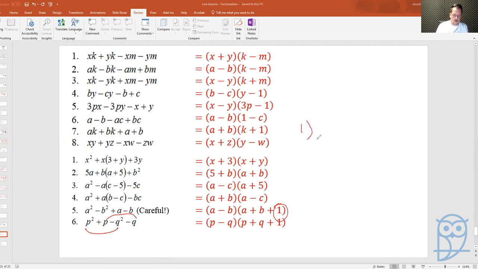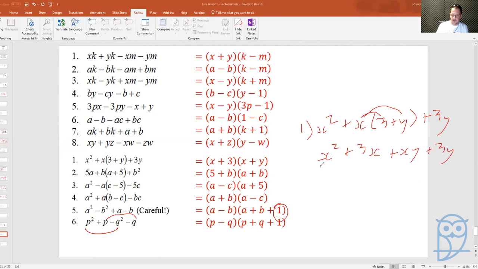So, question 1. We've got x squared plus x times 3 plus y plus 3y. All right, so distribute the x in. You get x squared plus 3x plus xy plus 3y. So we're going to group these 2 and these 2. Again, after the grouping, we look for a common factor. There's a common factor of x. Then we have x plus 3.